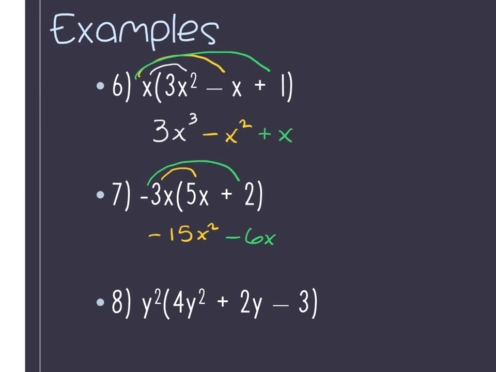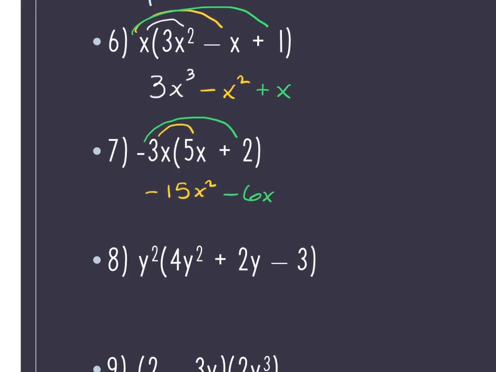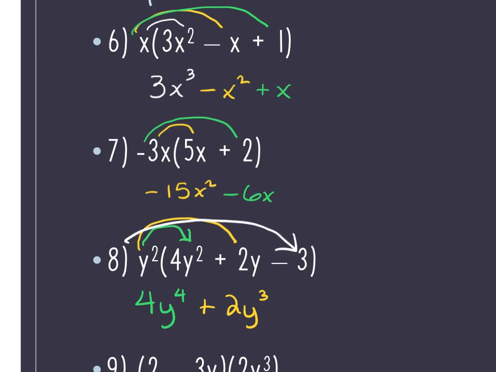Number 8 is the same thing. I'm just distributing it to a trinomial now. Notice there's 3 terms I need to distribute it to. Y squared is going to go to the 4y squared, and it becomes 4y to the 4th. Then I'll distribute it to the 2y. And then lastly, to the -3. And again, becomes -3y squared.